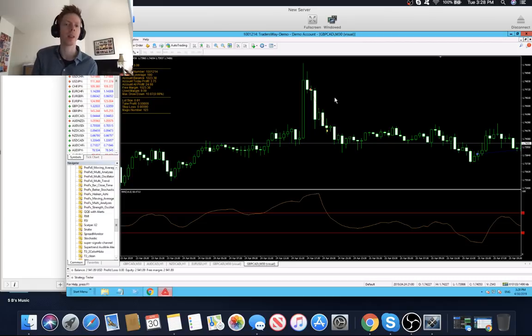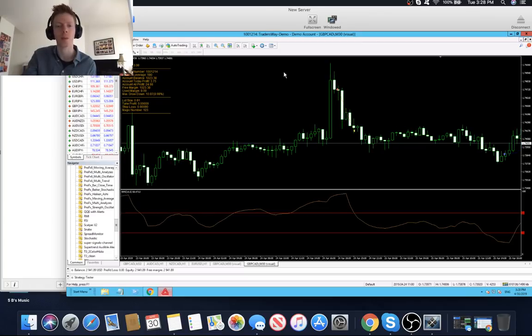Now, the RMI is not very effective just on its own, and so that's why I use it in tandem with another type of indicator, which is candlesticks. I look for a specific type of candlestick pattern that gives us an indication of the market potentially reversing or having a pullback.